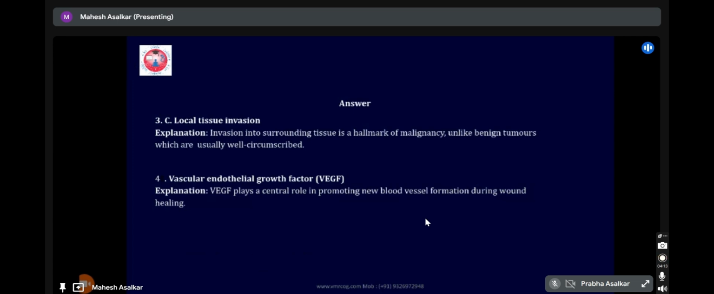Invasion into the surrounding tissue is a hallmark of malignancy, unlike benign tumors, which are usually well circumscribed. Then the next one, the fourth answer is vascular endothelial growth factor. VEGF plays a central role in promoting new blood vessel formation during wound healing. Okay, next, Dr. Amrita.